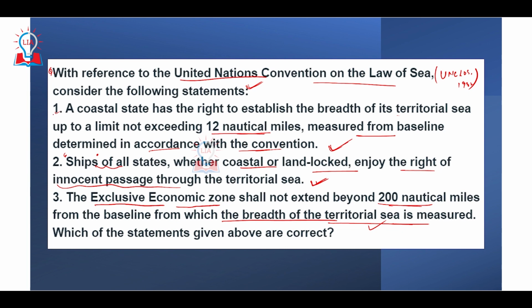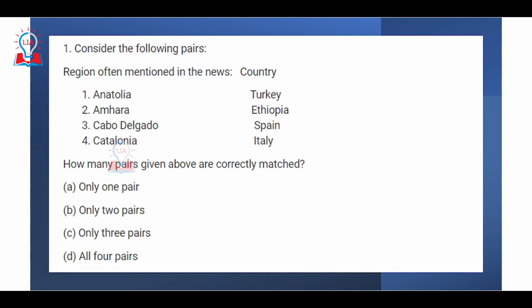That means all the three statements, first, second, and third, are correct. So all 1, 2, and 3 will be the correct answer for this particular question.